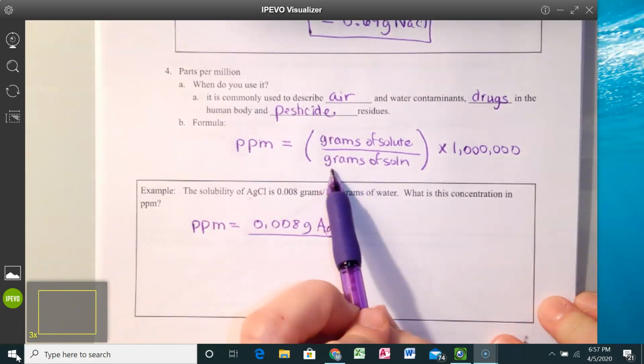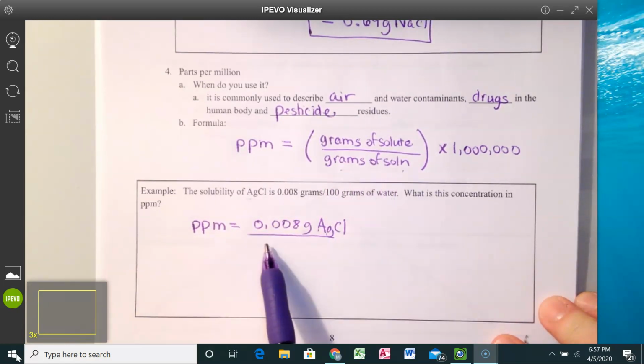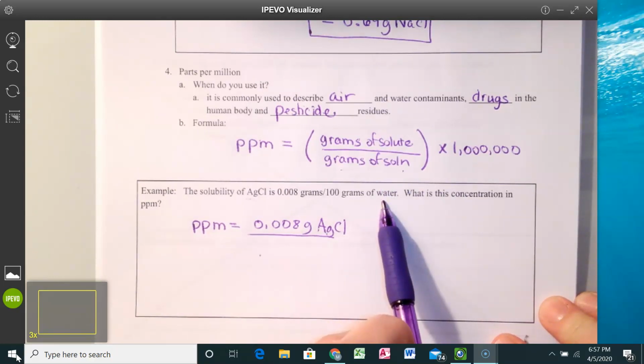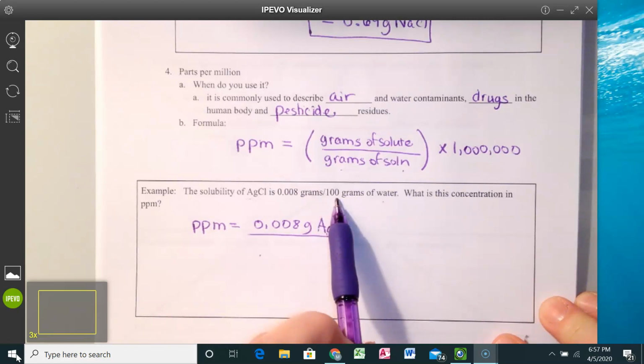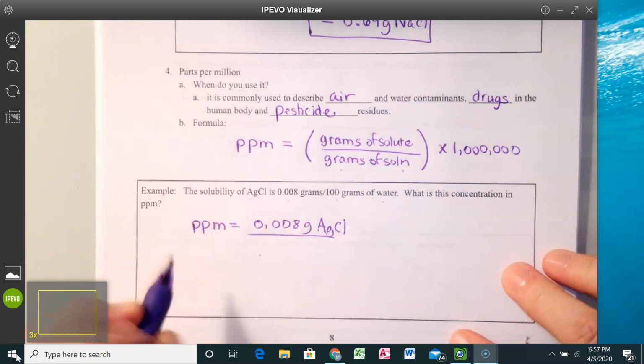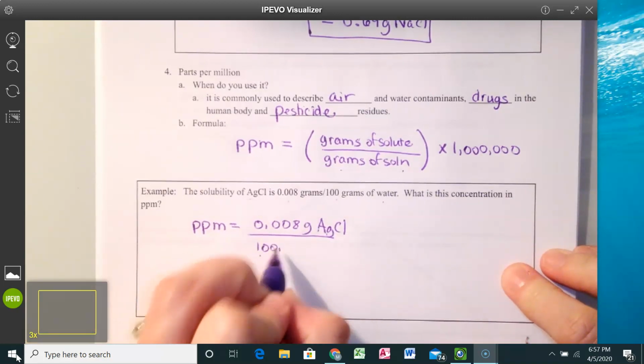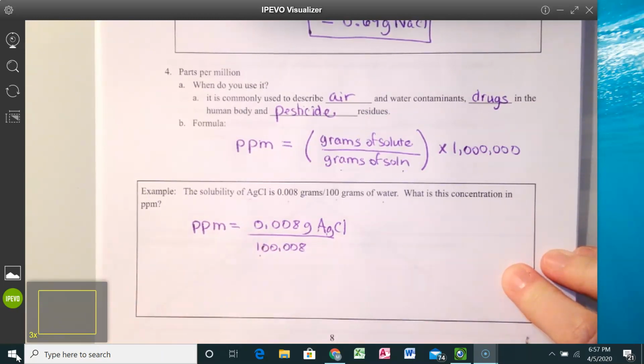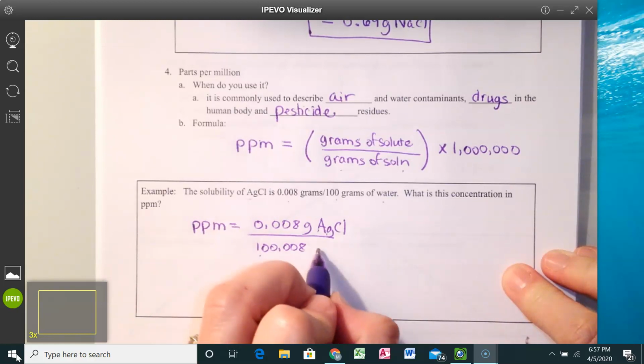Because look at the formula, it's grams of solution. So I can't just put this over 100 because water is my solvent. My solution is the 100 plus the 0.008. So I should really be writing 100.008 here. Okay, we're not going to worry about significant figures, at least at this part, because we do want to combine that together.